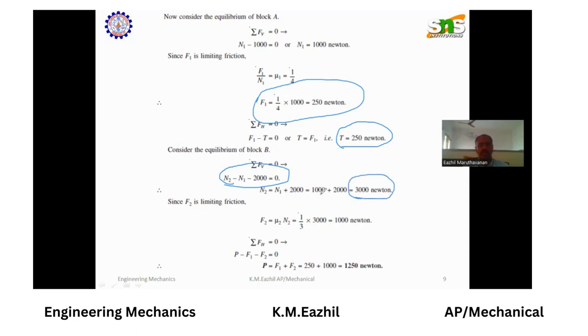Then we write the equation for sigma Fh. Sigma Fh is equal to P minus F1 minus F2 is equal to 0. Here, F2 is equal to mu2 into N2. That mu2 is the given value 1/3, so 1/3 into the N2 value 3000. We get F2 as 1000 Newton. By substituting the known values, we get the P value as 1250 Newton.